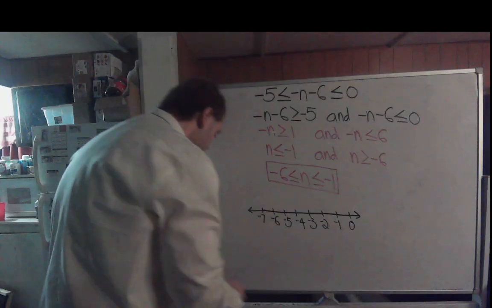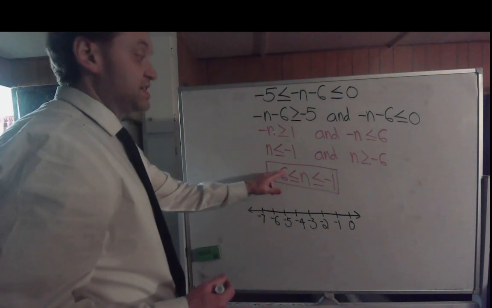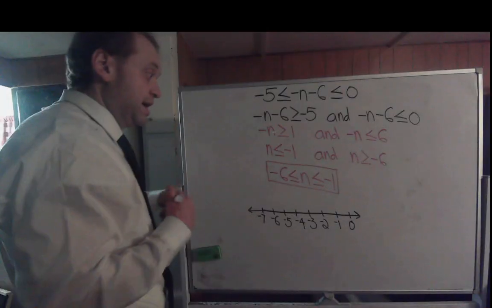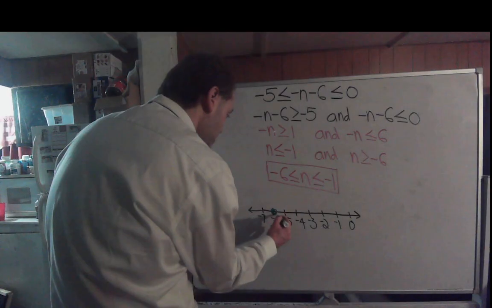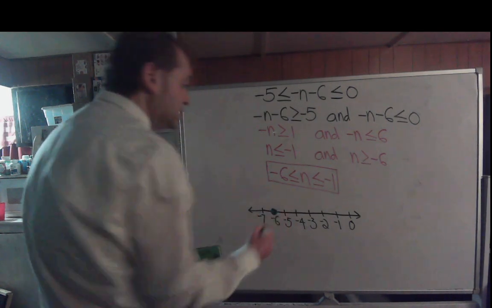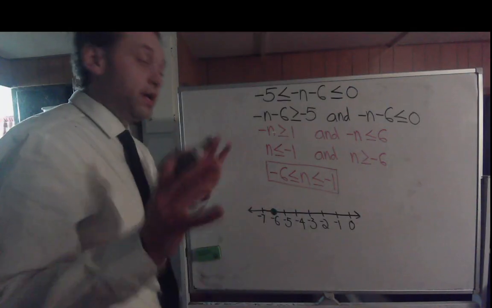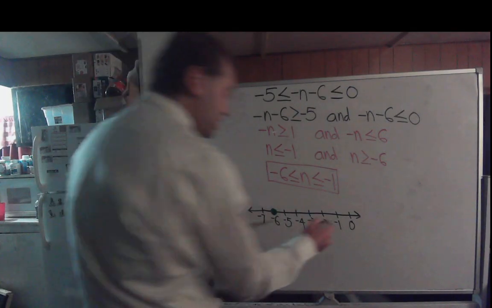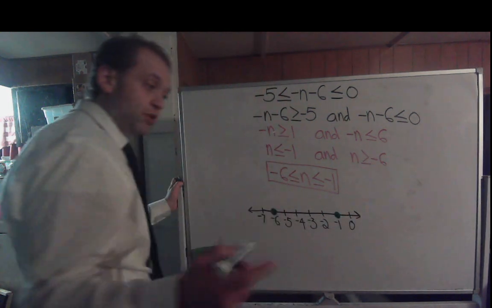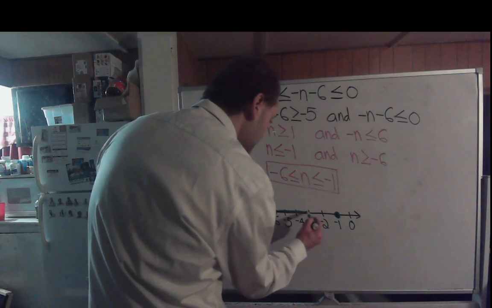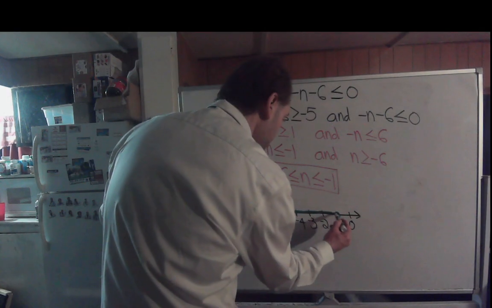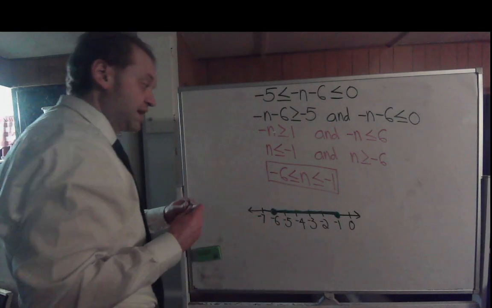Alright, there we go. There's my points plotted. So since negative 6 is less than or equal to n, I'm going to draw a solid dot at negative 6 to denote that it's part of the solution. Then n is less than or equal to negative 1. I'm going to draw a solid dot at negative 1 to denote that's part of the solution. And then I'm going to shade everything between negative 6 and negative 1. And that's how you would graph that on a number line.